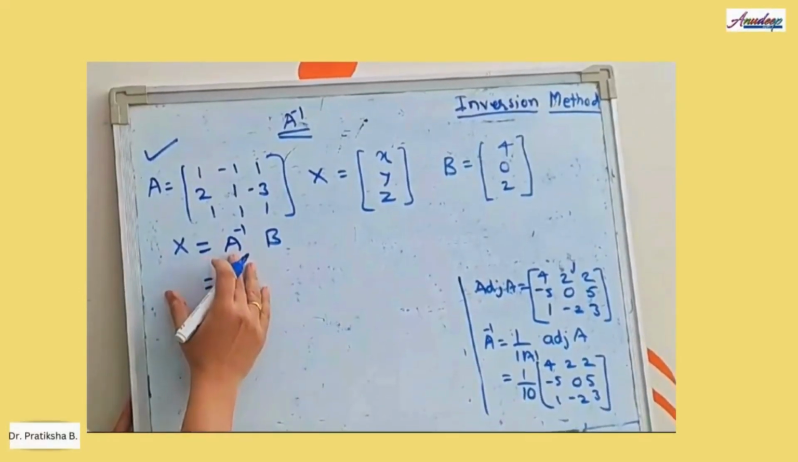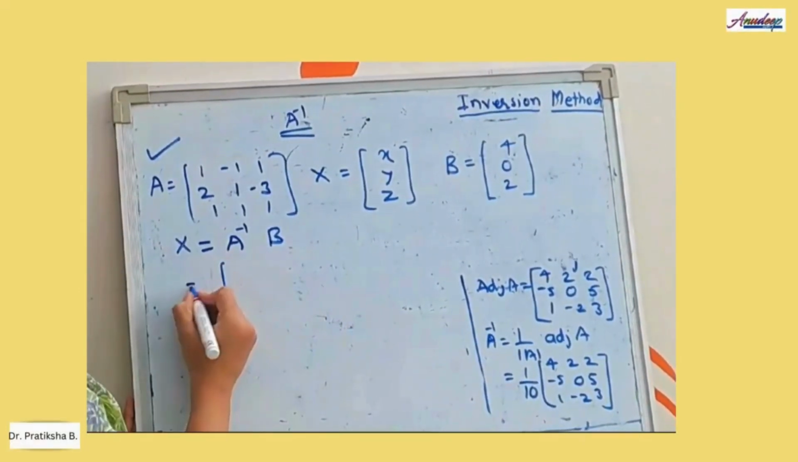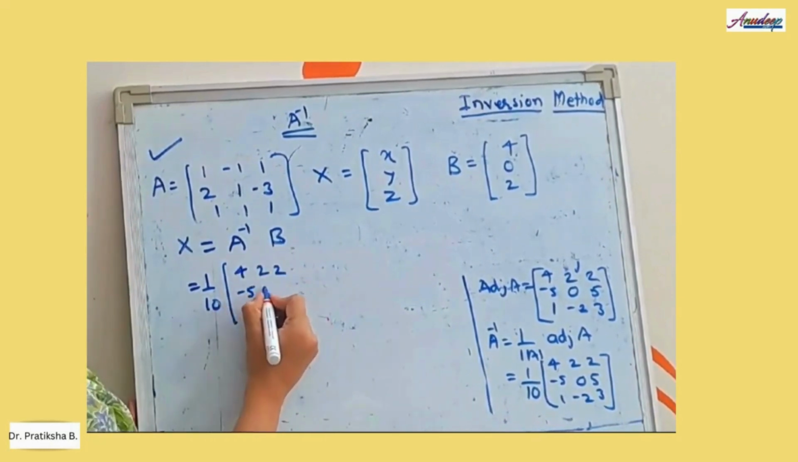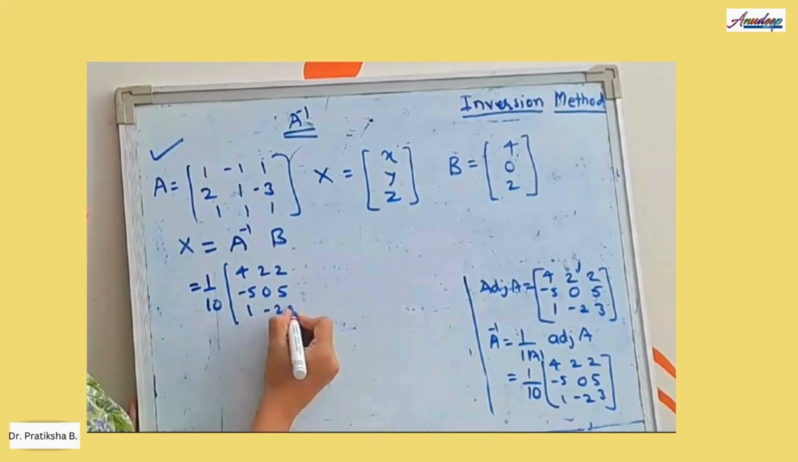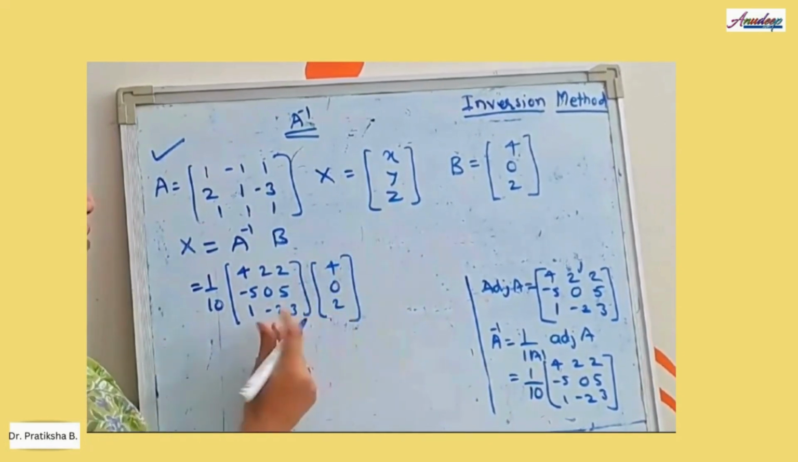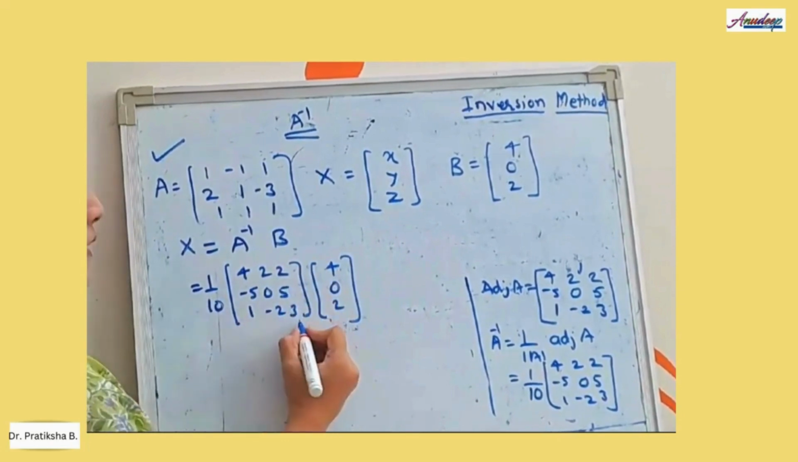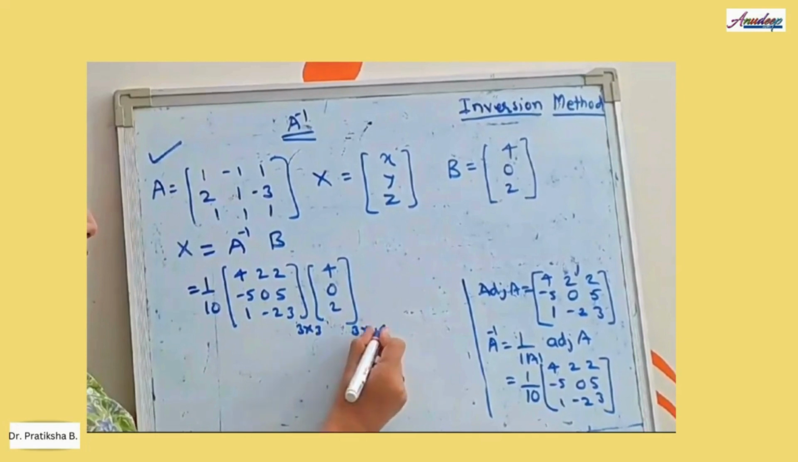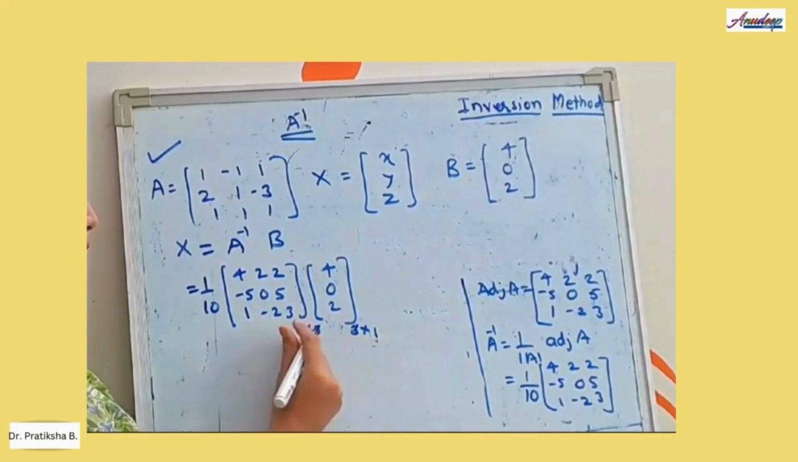Now let us proceed with the second step. Here we will simply substitute the value of A inverse that we have obtained. That is, it is equal to 1 upon 10 times the matrix 4, 2, 2, -5, 0, 5, 1, -2, 3, and the matrix B, which is 4, 0, 2. As you know, we have to multiply these two matrices. The dimension of the first matrix is 3 by 3 and the second is 3 by 1. So the resultant matrix will be 3 by 1.